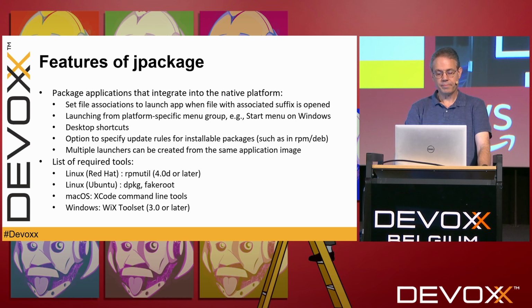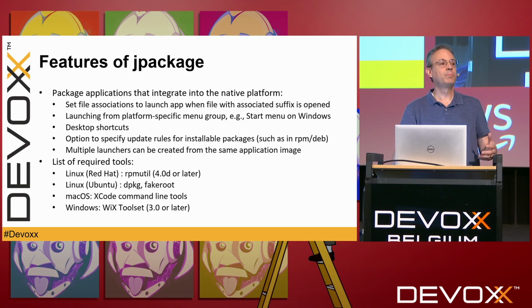So the main thing that is used, as I mentioned earlier, is to package up your applications that will integrate well into your native desktop environment. So you can set file association so that when you double-click a .xyz file, it launches your XYZ program and other things like that. It'll create desktop shortcuts, launchers in menu groups, and then you can specify update rules for Linux in RPM and Debian files.